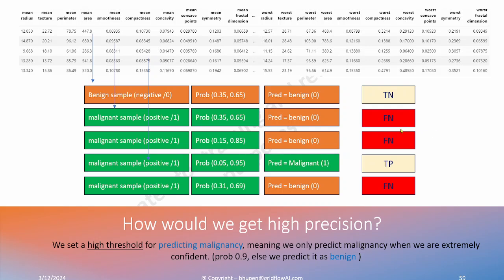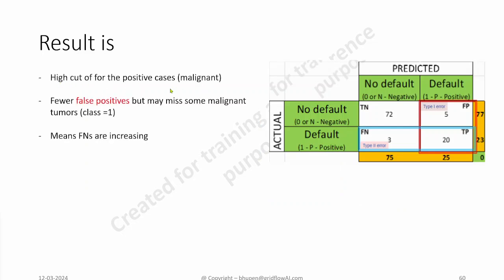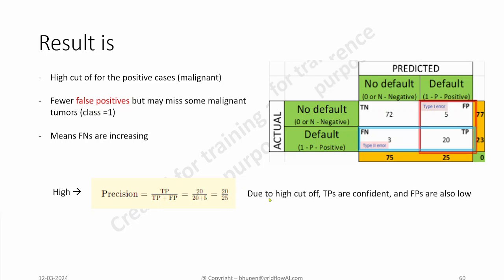So your false negative is increasing, but the false positive is very controlled and limited. So the result is here the high cutoff for positive cases, we have fewer false positive, but at the same time, the false negatives are increasing. So if you look at it, the precision is about true positive and a false positive, and false positive is reducing. True positive is true positive only when the model is very, very confident. That means they are absolutely true positive, and hence the high precision. So due to the high cutoff, the true positives are really confident, and false positives are very, very low. So that ends up in a high precision.